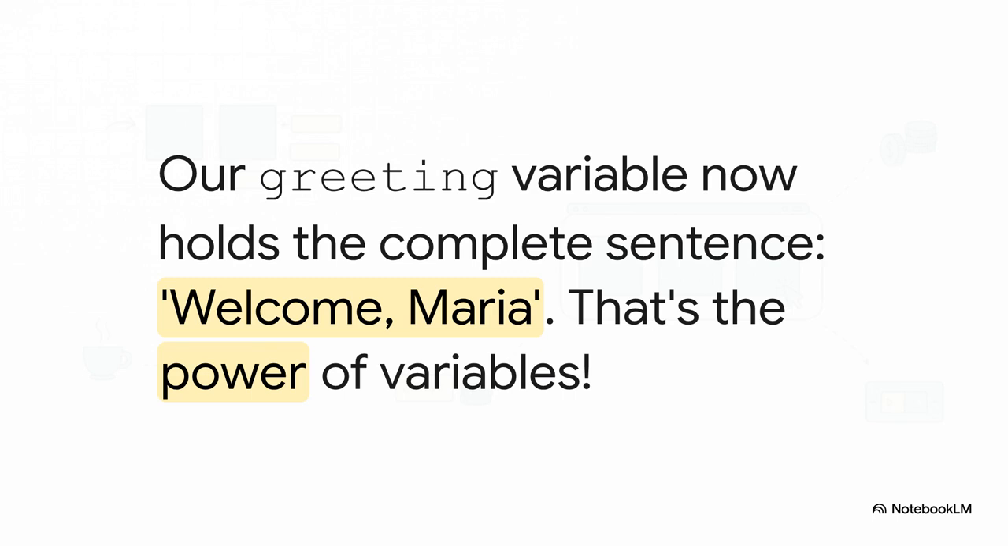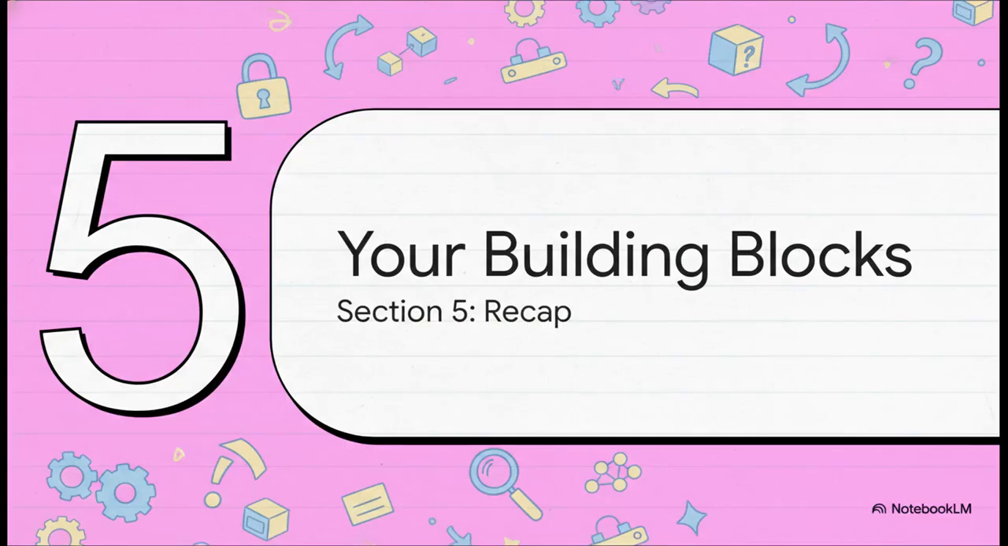And here's what makes this so powerful. If we went back and changed what was in the username box to, say, David, the greeting would automatically update to welcome, David. We don't have to rewrite anything else. Now that's why variables are so awesome. Okay, let's zoom out for a second for our last section, section 5, your first building blocks. Because what we've just covered, these aren't just little coding tricks. This is the absolute foundation of how pretty much all programming works.